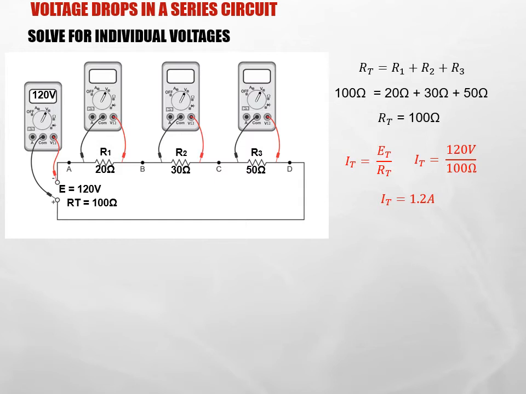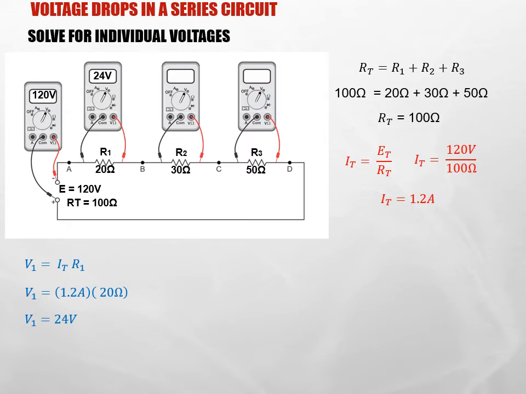Using IR, we can calculate the voltage for each of those locations, where the voltage at 1 is equal to the current times R1. Now I just use the subscript IT, because it's the same current, so it's the total current. So I used IT for the current. So IT times R1, 1.2 amps times 20 ohms, that's going to give us 24 volts.